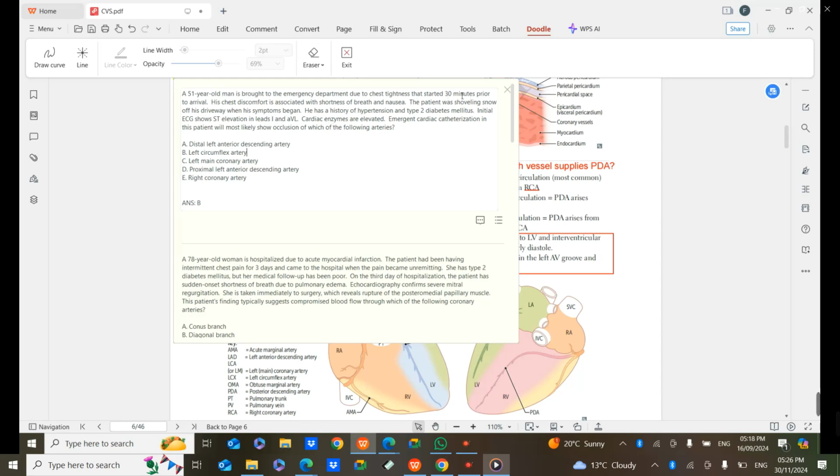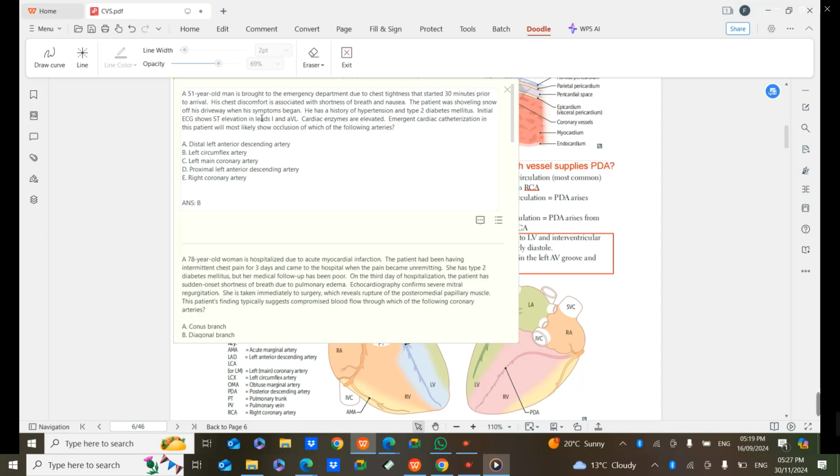Then the duration that the patient has been having pain. This is not angina because it is more than 10 minutes that the patient has been having it. If it's just within 2 to 10 minutes, we'll be thinking more towards angina. All right, so this is myocardial infarction based on the duration, based on the cardiac enzymes that are elevated, and based on these ECG findings. They now say emergent cardiac catheterization in this patient will most likely show what?